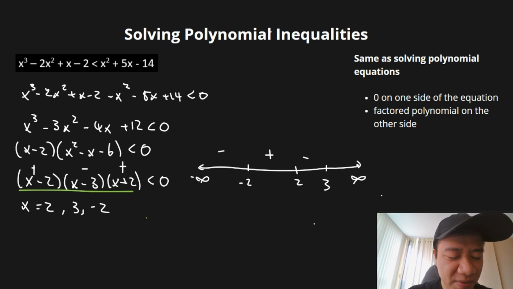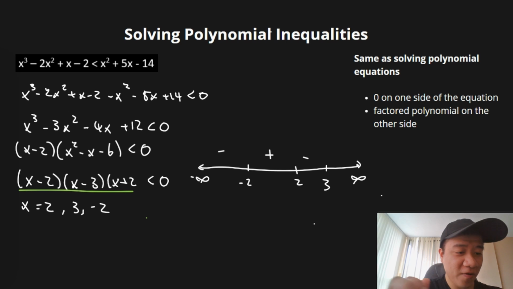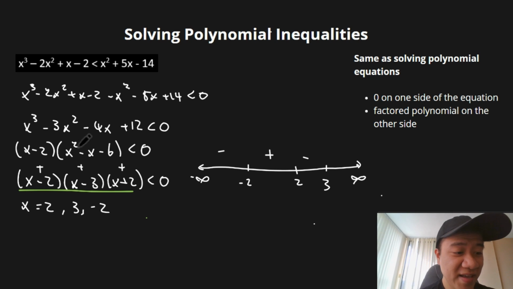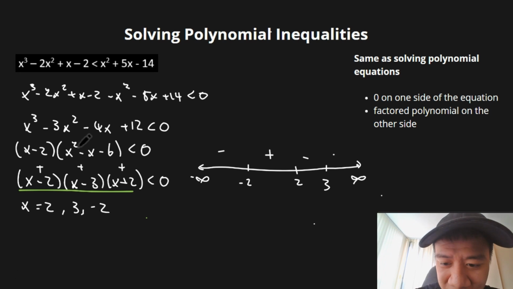And the last one, we have a number between 3 and infinity. Let's choose 4. So 4 minus 2 is some positive number. 4 minus 3 is some positive number. 4 plus 2 is a positive. Since we have all positives, the overall sign is going to be positive.